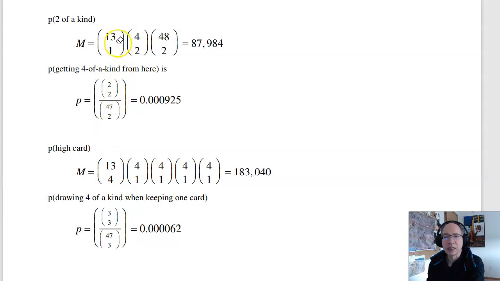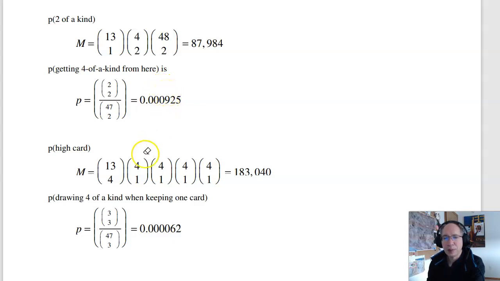2 of a kind. There's 13 cards, pick 1 suit. That's the match, like jacks. Of the 4 jacks, pick 2. Of the 48 other cards, pick 2. And in this case, if I have two pair, doesn't matter, I'm going to throw out the other 2. So it doesn't matter if the other ones match or not. Once I have 2 of a kind, there are 2 cards, like 2 jacks, left in the deck. Draw all 2 of them. Divided by the number of ways I can draw 2 cards from 47 cards remaining. 0.000925 is the probability of getting 4 of a kind, starting from a pair.